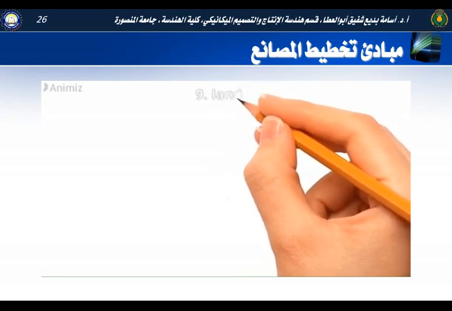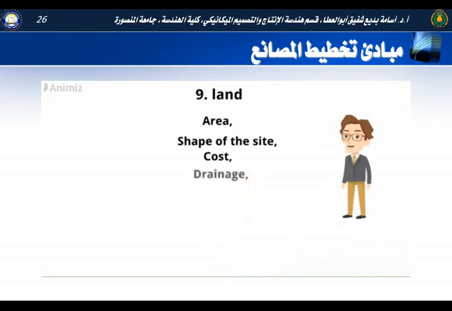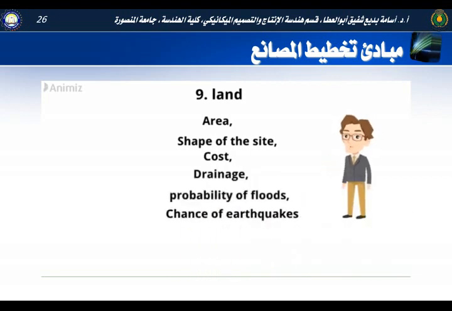9. Land. Area, shape of the site, cost, drainage, and other facilities, the probability of floods, and chance of earthquakes influence the selection of plant location.